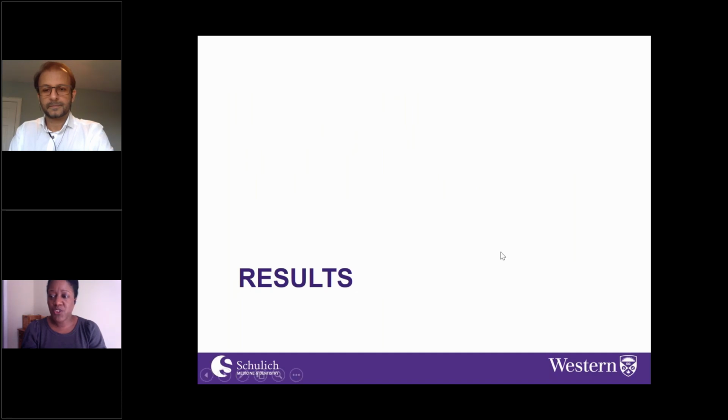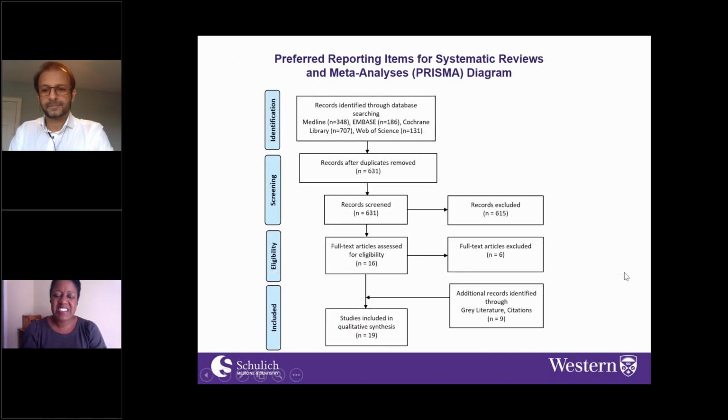So I'll move on to our results now. Here's our PRISMA diagram. A search of Medline, Embase, Cochrane Library, and Web of Science identified 631 unique records, all of which were screened. After screening, we retrieved 16 full texts to assess for eligibility, of which 6 were excluded.